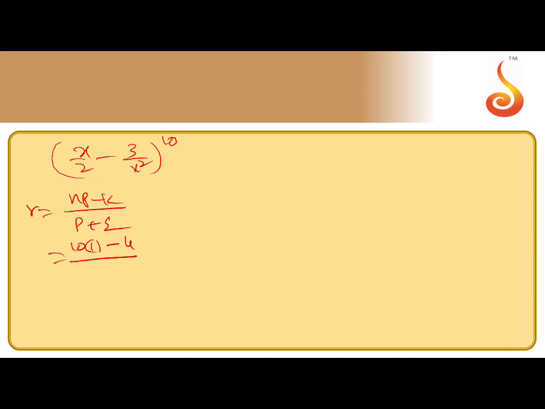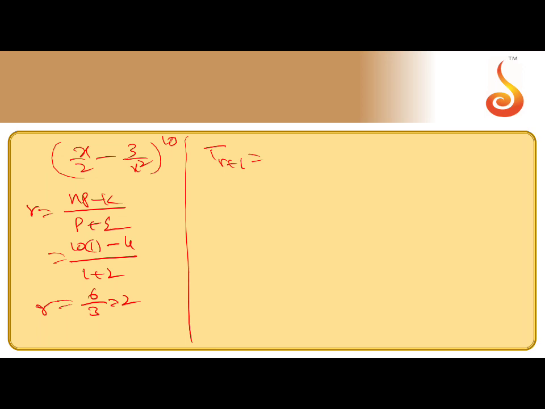Now what is the expansion? The expansion is (x by 2 minus 3 by x square) whole power 10. r equals (np minus k) by (p plus q). n is 10, 10 into p is 1, minus k is 4, by p plus q. p plus q is 1 plus 2. This is 6: 10 minus 4 is 6, 6 by 3. r equals 2.